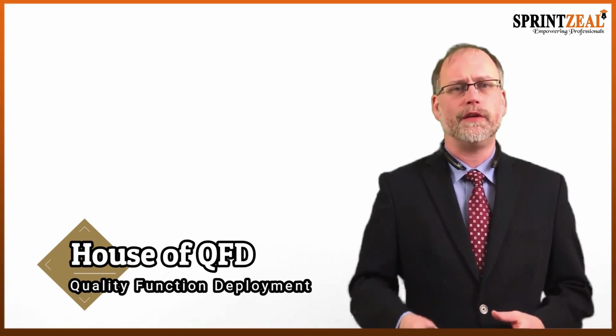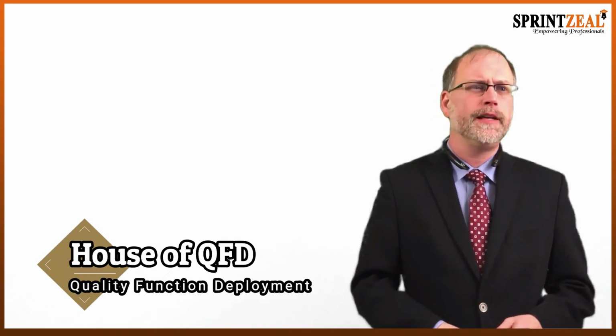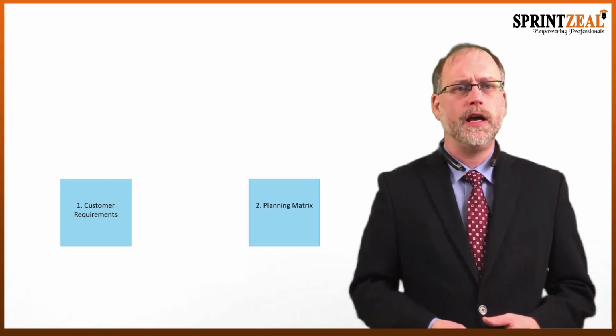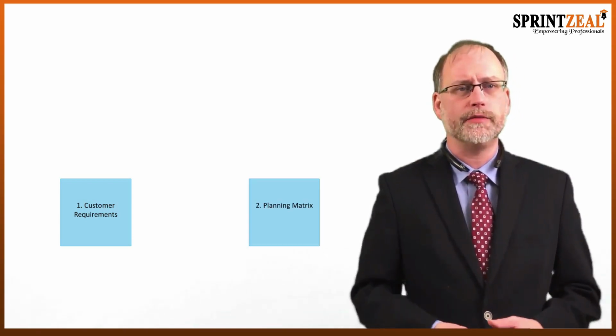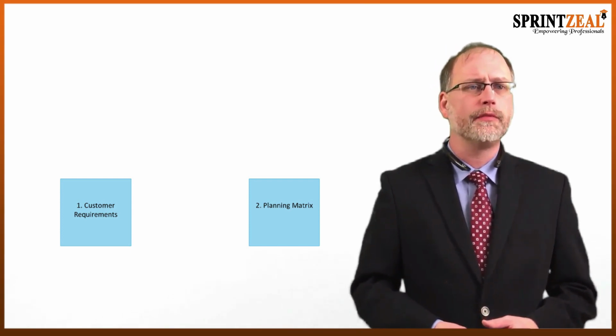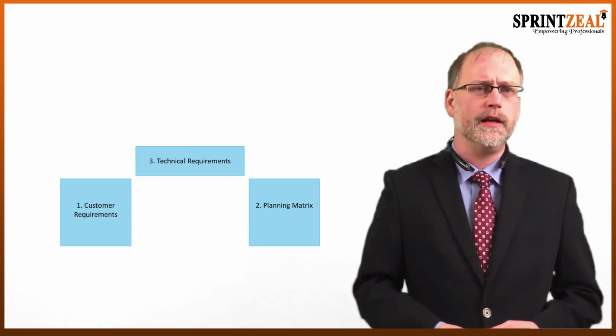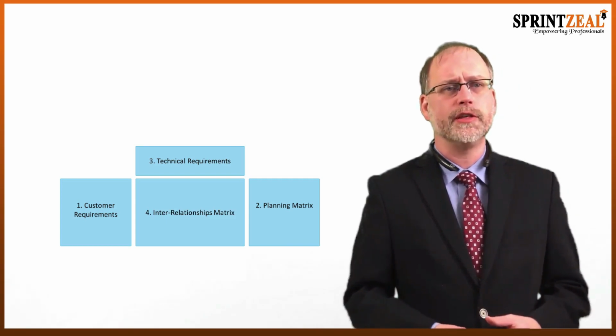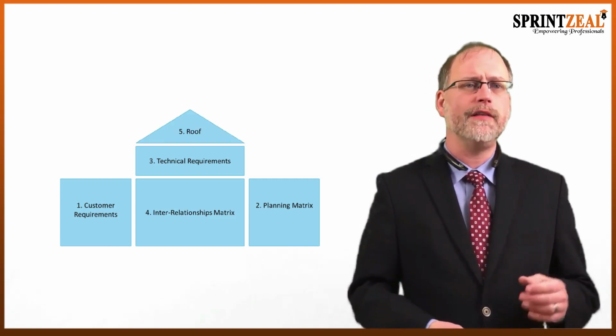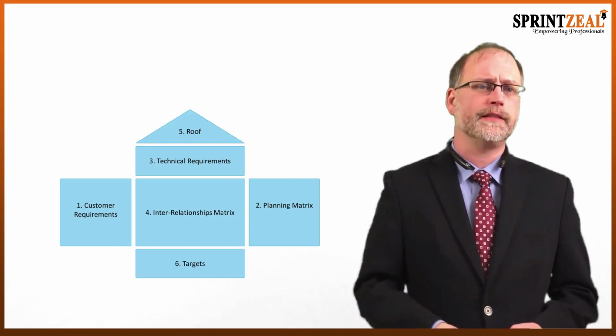So let's look at what we call the house of quality, or in this case, the structure of quality function deployment. Now, the quality function deployment, or what we call house of quality, really comprises 6 steps. It starts with step number 1, which is customer requirements, and then planning matrix, which is step 2. Step 3 is technical requirements. Step 4 is interrelationship matrix. Step 5 is our roof, and step 6 is our targets.